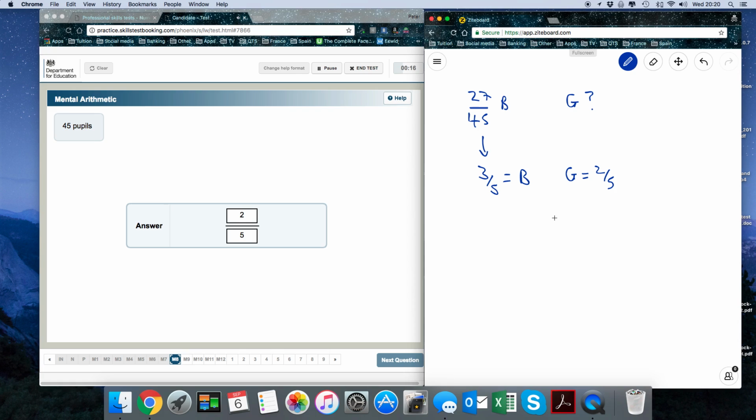Okay, I'd encourage you not to do the subtraction at the beginning. Most people would do 45 take away 27 here. It wastes time. Okay, simplify 27 over 45. I've used my 9 times tables here. Okay, divided by 9. So 3/5 are boys, therefore 2/5 are girls.